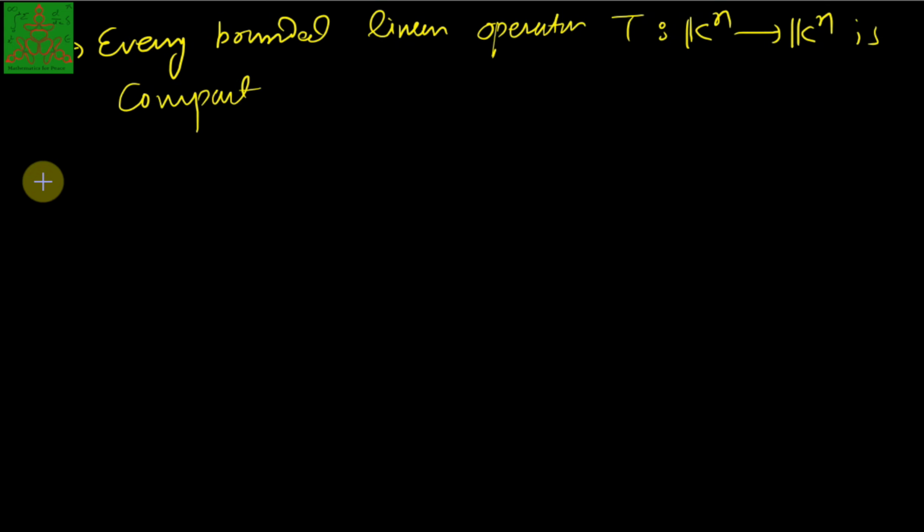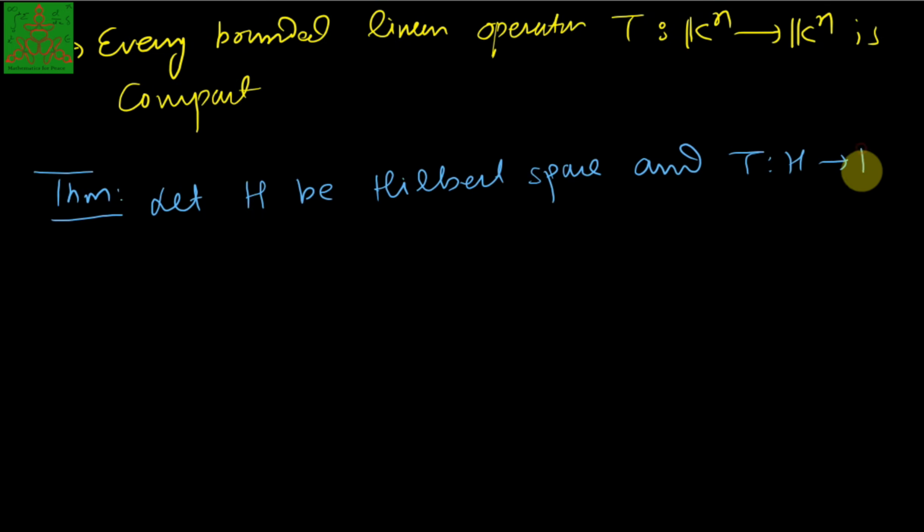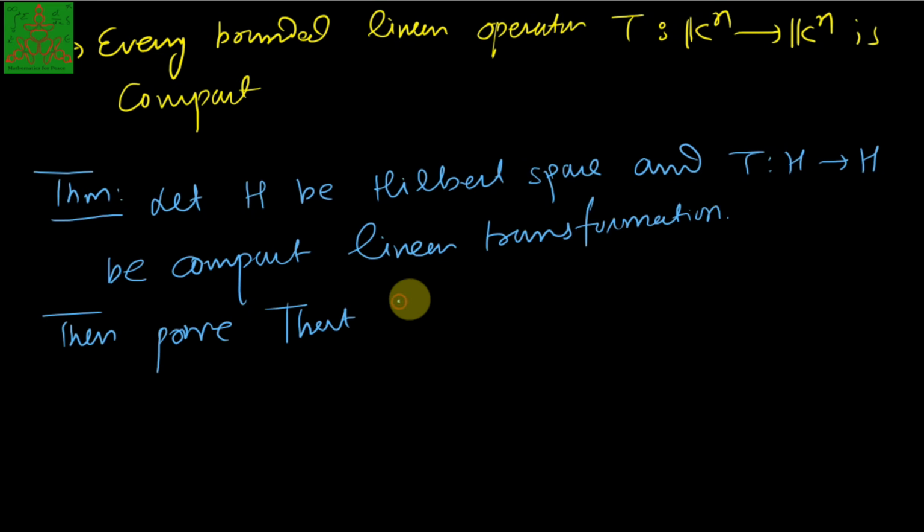Now, let us move forward and consider one theorem based on compact operators. Let H be a Hilbert space and T from H to H be a compact linear transformation. Then prove that T is bounded. It is the same result as we have studied: if a set is compact, then it is always a bounded set. So here, if the map is a compact linear operator, then it is bounded. Now let us try to prove this statement.